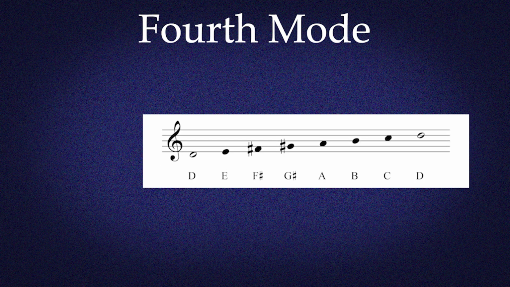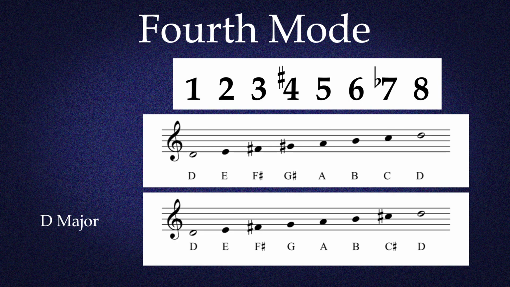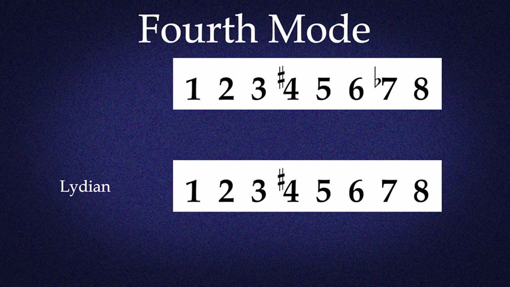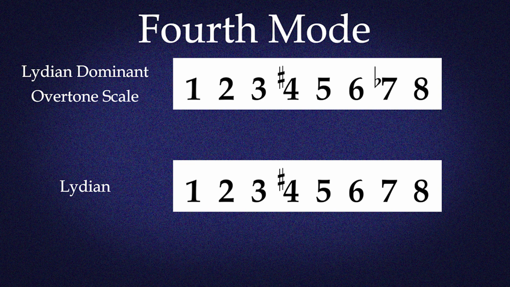The fourth mode is D, E, F sharp, G sharp, A, B, C, and D. Its formula is 1, 2, 3, sharp 4, 5, 6, flat 7, 8. This is basically the Lydian mode with a minor seventh. Since it has the major third with a minor seventh, it is most often called Lydian dominant. It is sometimes called the overtone scale as well.